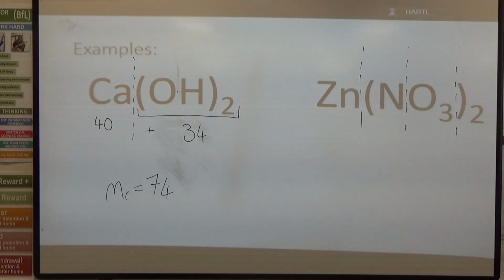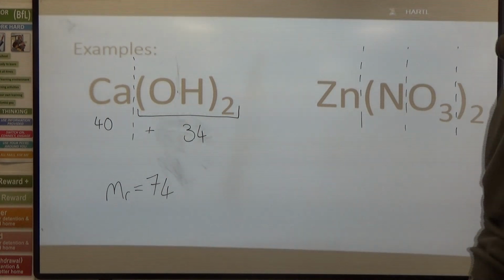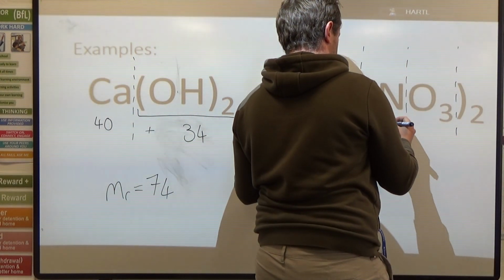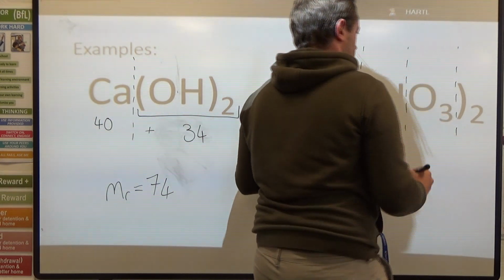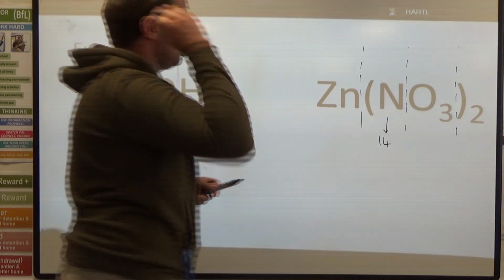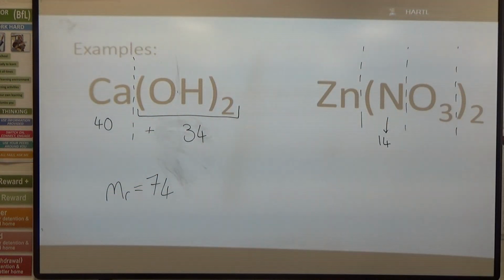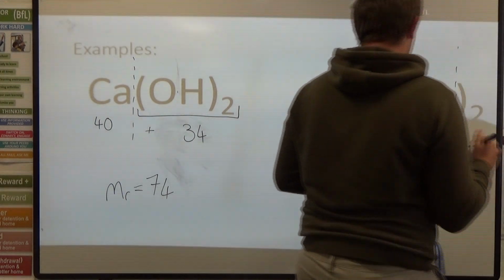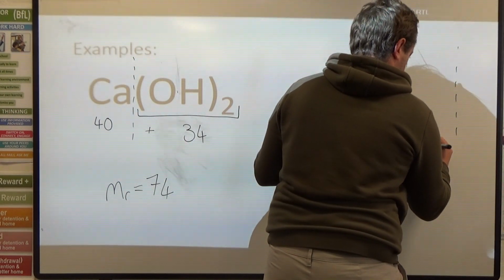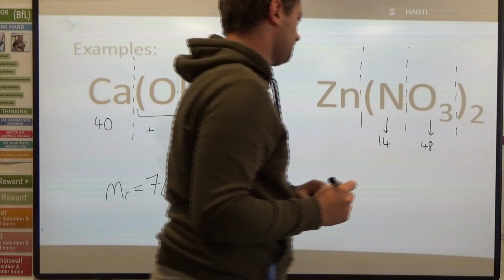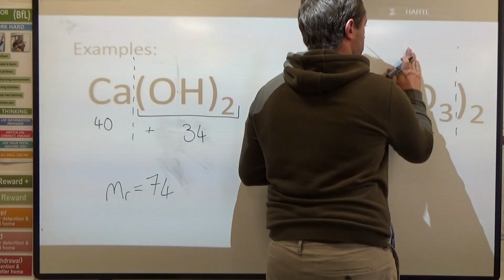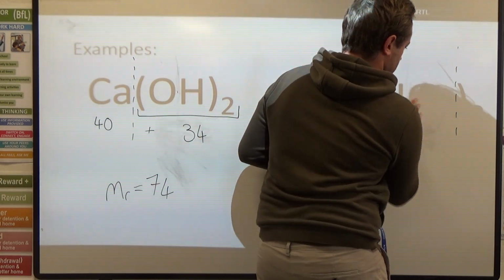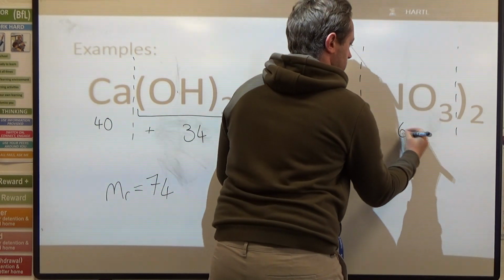Okay, so let's deal with the bracket first then. So first of all, in our bracket we've got N, which is nitrogen, which has a mass number of what, please? 14. 14, good. We've got oxygen, which is a mass number of 16, but what do we need? 3 lots, which is what? 48. Okay, add those together. Gives you 62. Good. So the mass total inside our bracket is 62.